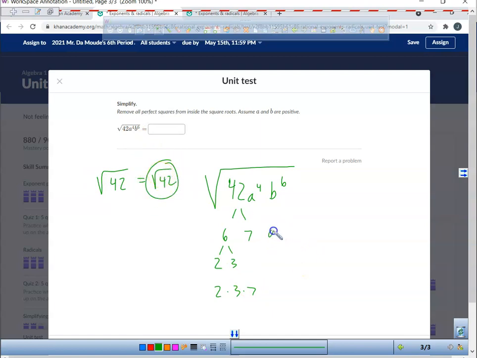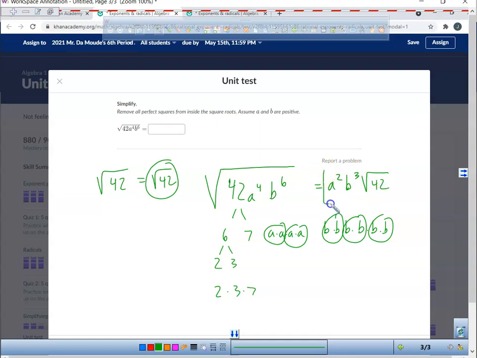Okay? But a to the power of 4 means I've got how many a's being multiplied? 4 of them. And b to the power of 6 means I have a total of 6 b's being multiplied to themselves. But if I'm looking for groups of 2, I got 1, 2, 3 of them. So here's your final answer. I have a squared b cubed radical 42. That's going to be my simplified answer.